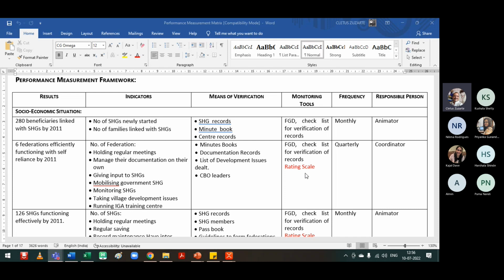And how do you devise it? By looking at the indicators. Okay, look at the indicators and say, if I have to hold regular meetings, what is it that can measure the fact of regular meetings? Okay, how do I measure regular meetings? So you need to look at that and say, what is the kind of tool that will help me to measure those indicators? So you will need to look at that.